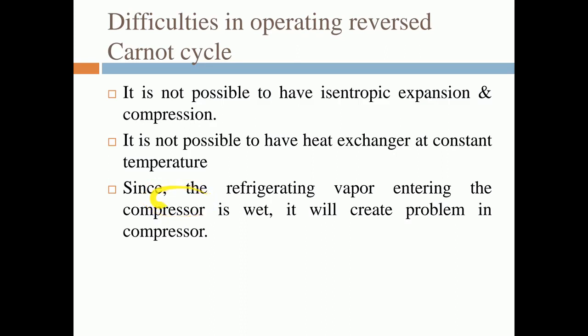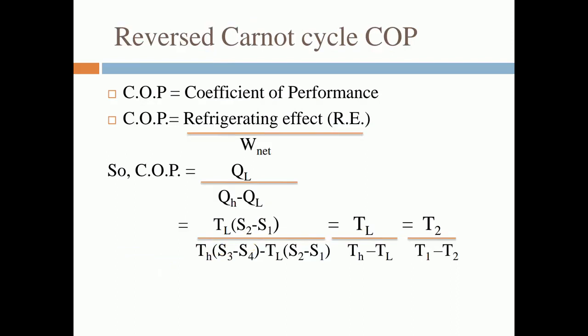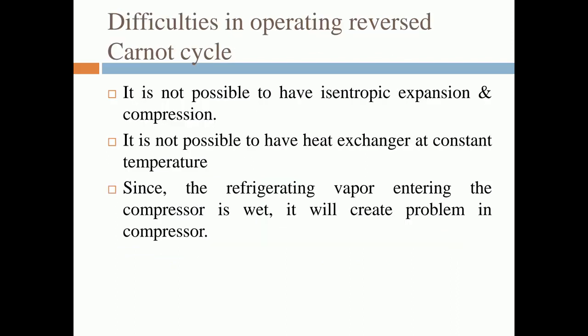And the last is that the refrigerant vapor entering the compressor is wet. When the working medium comes out of the evaporator, it goes into the compressor in wet form, and when it goes in wet form, it will create a problem in the compressor. This is also a problem in the reverse Carnot cycle. So there are three main difficulties in operating the reverse Carnot cycle.